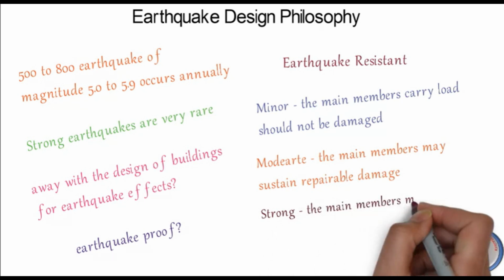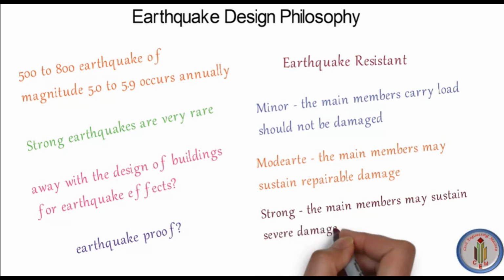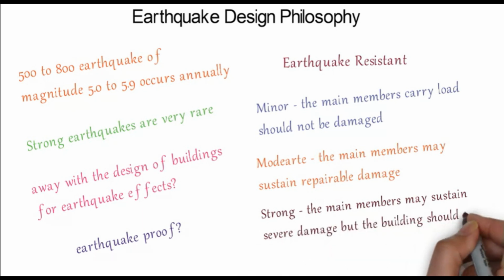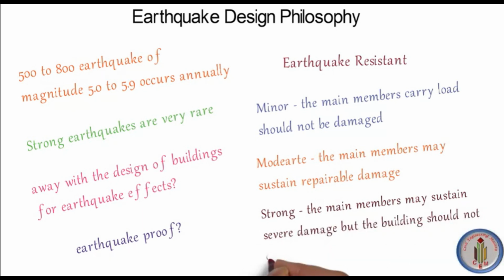Next one is strong, which occurs rarely. In this one, the main members may sustain severe damage which is irreparable, but the building should not collapse. So this is the major design philosophy. I hope you understood clearly about the earthquake design philosophy.